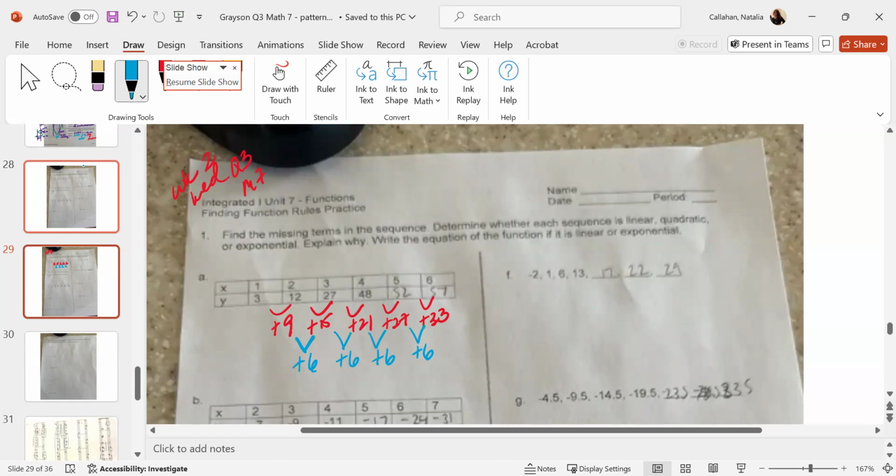Is it linear or is it exponential? Linear, remember, it's consistent. Linear. Exponential is not. Right? So is it consistent? Yes. Well, not really, because you're going from 9 to 15, 15 to, oh, I don't know.